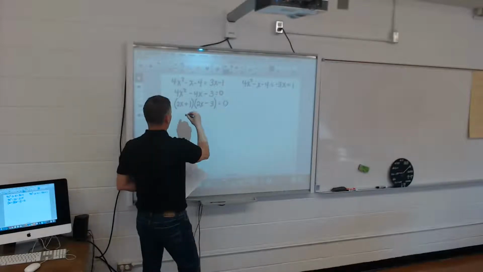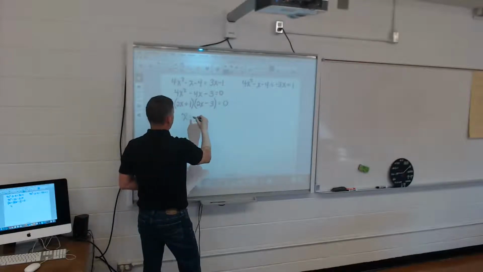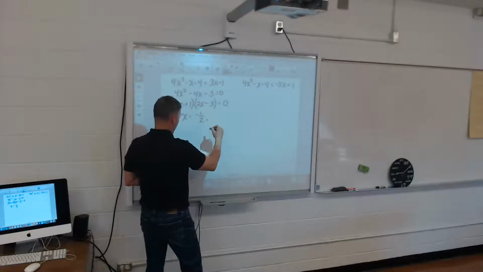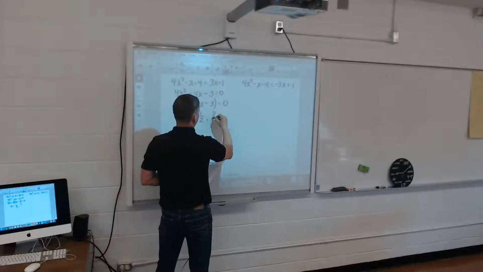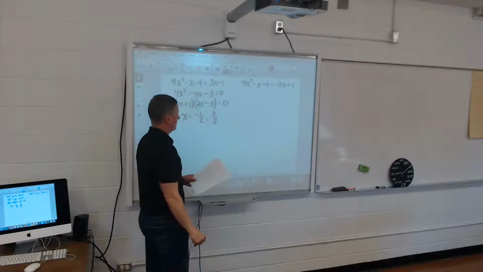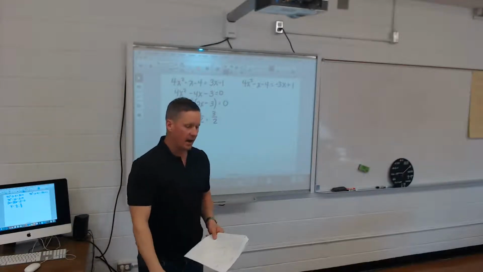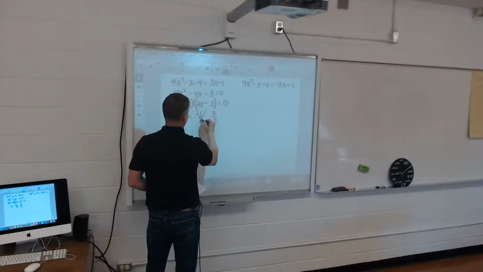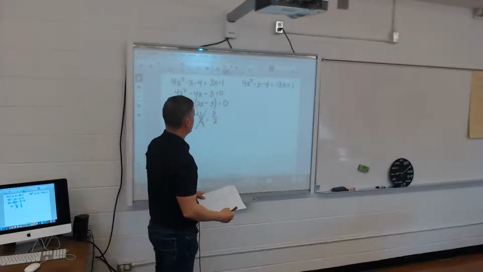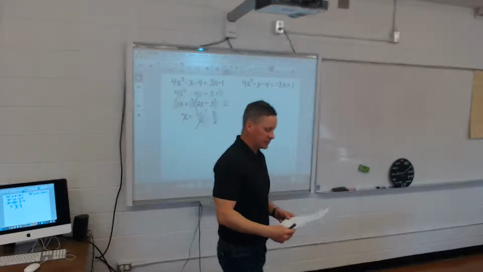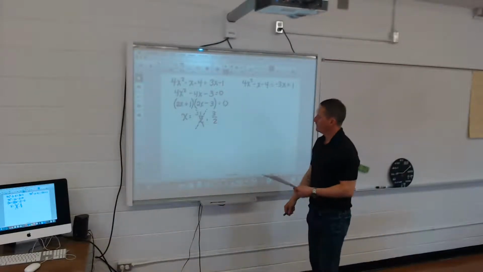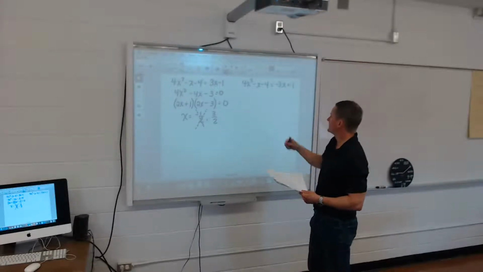So what I end up with is x equals negative 1/2 and 3 over 2. And what I find out is that this negative 1/2 ends up being an extraneous root. So the first solution is 3 over 2 for that. Now I do this side.